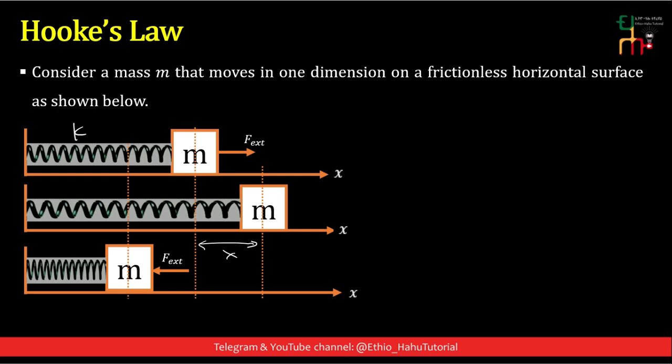Or we can compress the spring by applying an external force, compressing it by an amount X. In both cases, the external force is directly proportional to X. As we increase the magnitude of the external force, the stretch or the compression will increase. And as the external force decreases, the extension will decrease.